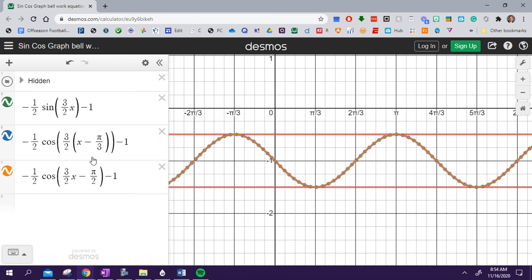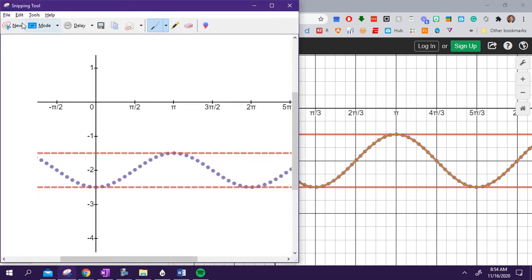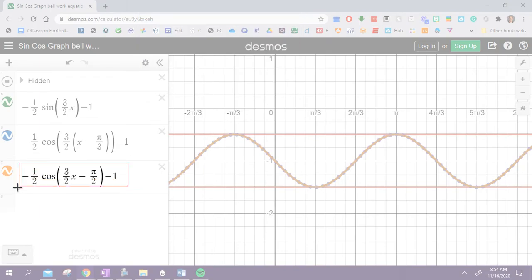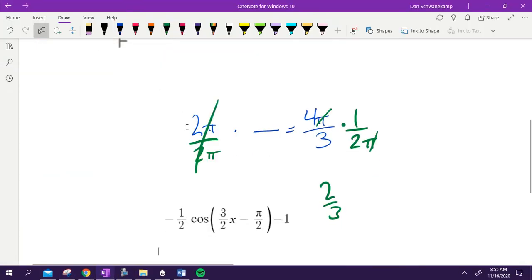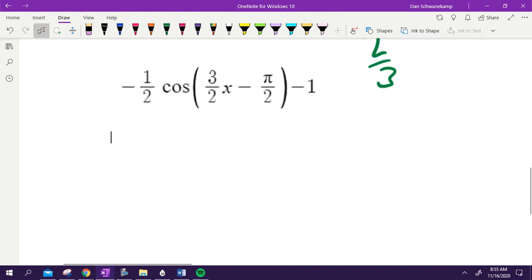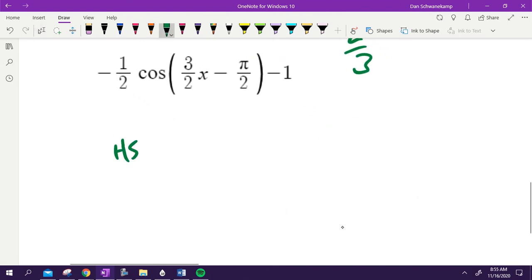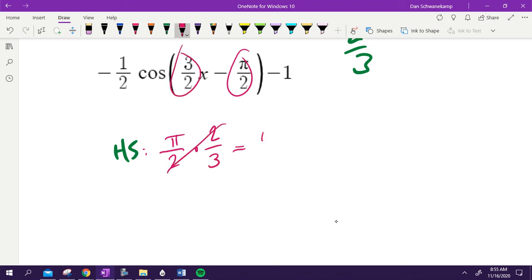Just like we do with period length, if I have this equation right here, and I want to figure out my horizontal shift, we would start off with this horizontal shift right here, pi over 2, and then we would multiply by the reciprocal of whatever's in front of my x, and it gets me that pi over 3 to the right like I want it. It's the same thing.